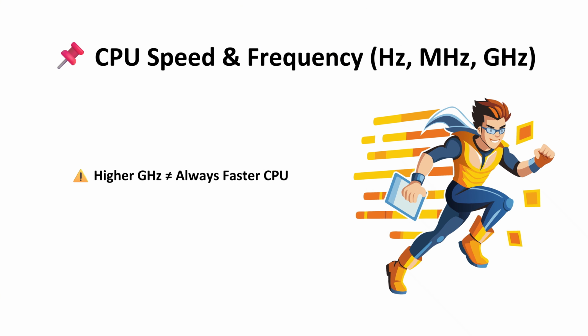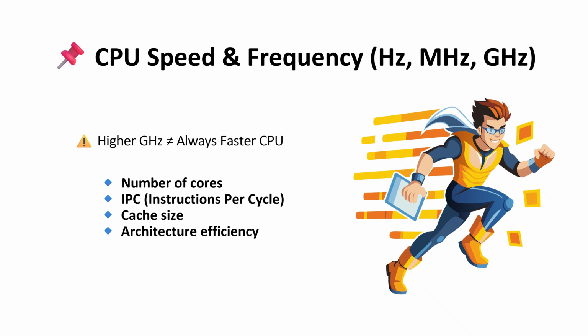Higher gigahertz does not always mean faster. You might think higher gigahertz means higher speed, and you're not wrong. Gigahertz does indicate speed, but it's not the only factor. A 3.5 gigahertz CPU can be faster than a 4 gigahertz CPU depending on other factors, like number of cores, IPC, which is instructions per cycle, cache size, and architecture efficiency. For example, a CPU with fewer cores but higher gigahertz can still be slower, while a 3.5 gigahertz CPU with more cores and better architecture can outperform it. So gigahertz alone does not tell the full story.